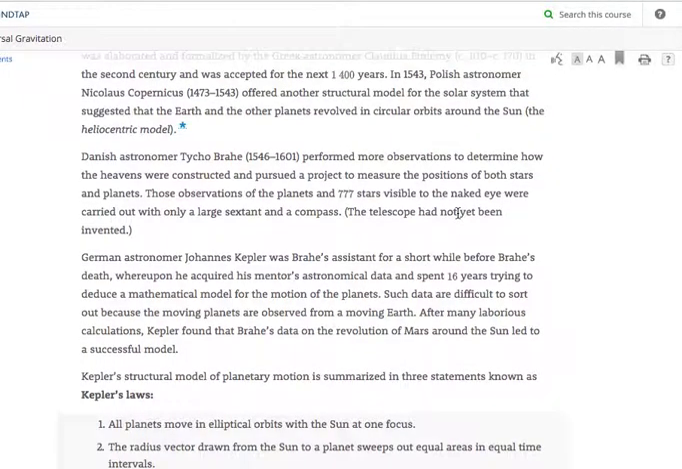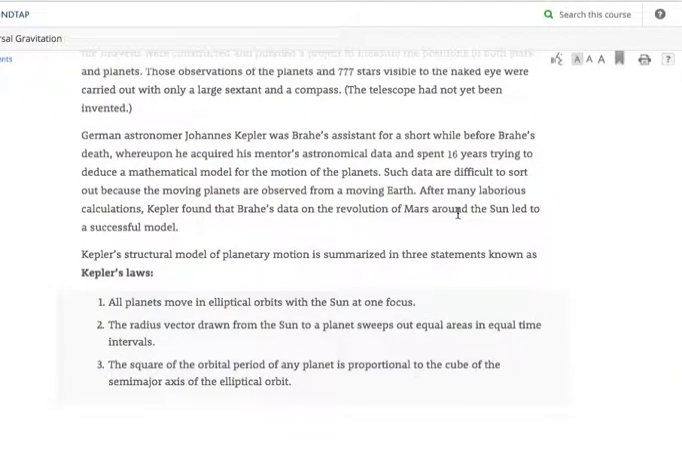All right, Kepler's laws. Kepler is a guy who studied astronomy for quite a while. He helped with Brahe. And then he came up with 3 statements to describe planetary motion, and they're still just as true now. All planets move in elliptical orbits with the sun at one focus. The radius vector drawn from the sun to a planet sweeps out equal areas in equal time intervals. And the square of the orbital period of any planet is proportional to the cube of the semi-major axis of the elliptical orbit.